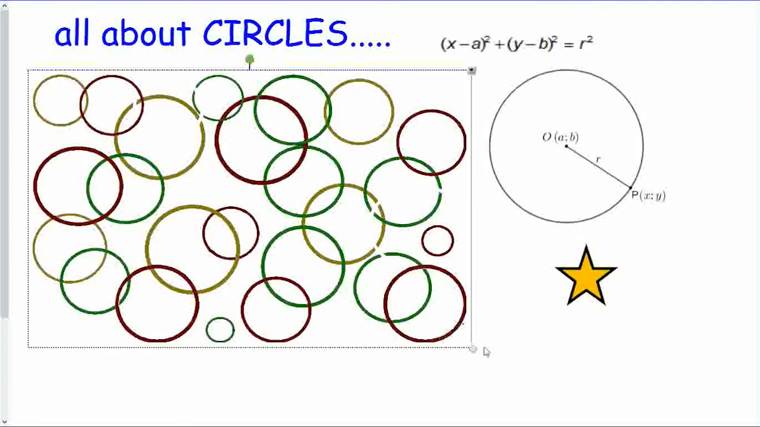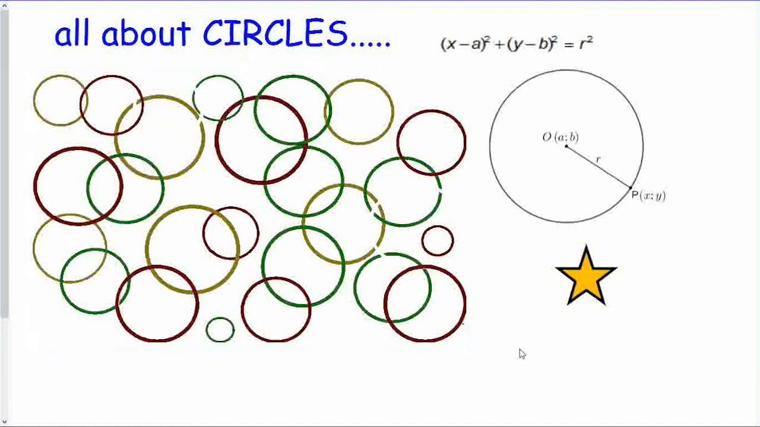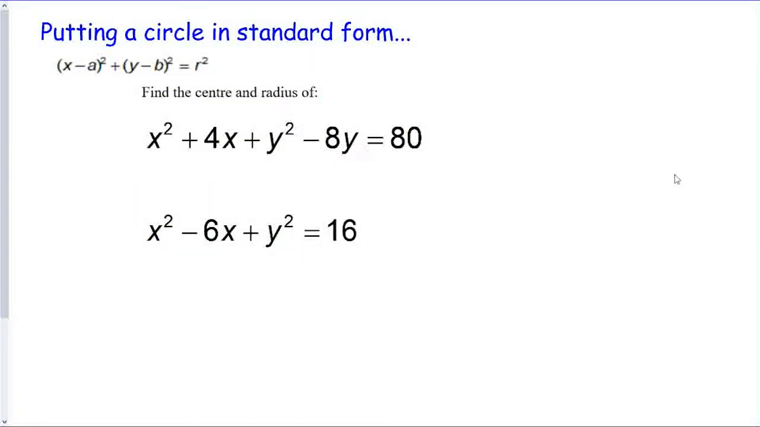Okay, let's have a look at an important concept now. One of the things that we really need to be able to do, and we need to be good at it, is write a circle back into standard form. So let's take a look at how that's going to look. I want it basically as some x's plus something squared or minus something squared. I want it into this form over here.